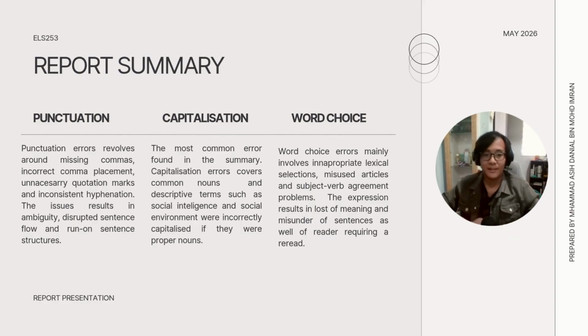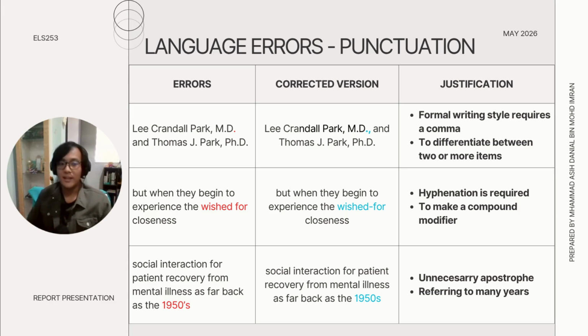Moving to the third category, word choice. Word choice errors mainly involve inappropriate lexical selection, misuse of articles, and subject-verb agreement problems. It is words that are used incorrectly based off the context of the writing. So now let's go over the errors. We'll start off with punctuation. As you can see, the red one highlights the errors found in the abstract, while the blue one represents the corrected version of the abstract.